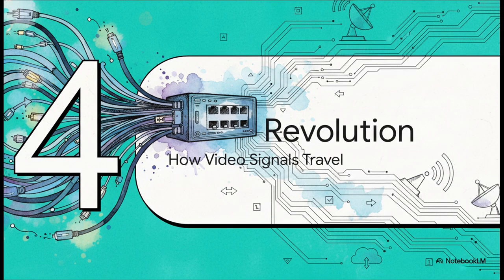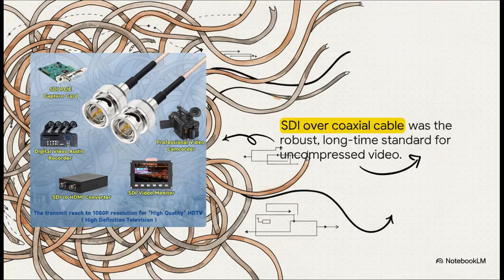So we've got our sources, we've got our production hub, but how do we physically get those massive signals from point A to point B? This, my friends, is where the real revolution is happening, and it's something every IT professional absolutely needs to understand. For decades, this was the answer. SDI running over a thick coaxial cable.